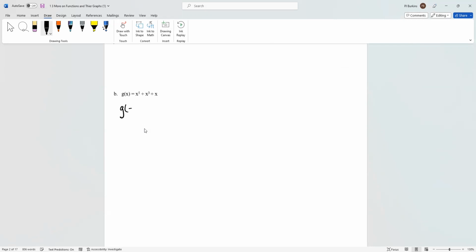So g of negative x, right? We plug negative x in first. So negative x to the fifth plus negative x cubed plus a negative x. Well, a negative number to an odd power remains negative. So this is minus x to the fifth minus x cubed minus x. This is clearly not the same as the original function. So this is not even.